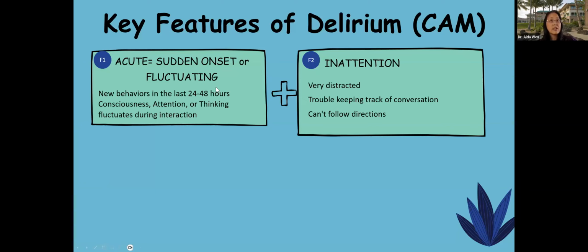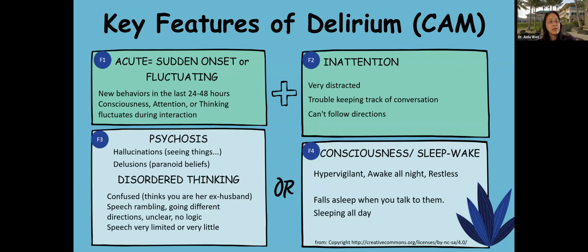The second feature is inattention. So having difficulty staying attentive. They're very distracted, with trouble keeping track of the conversation. You can't follow it, can't follow directions, can't answer questions easily. So it's feature 1 plus feature 2, and then feature 3 or 4.